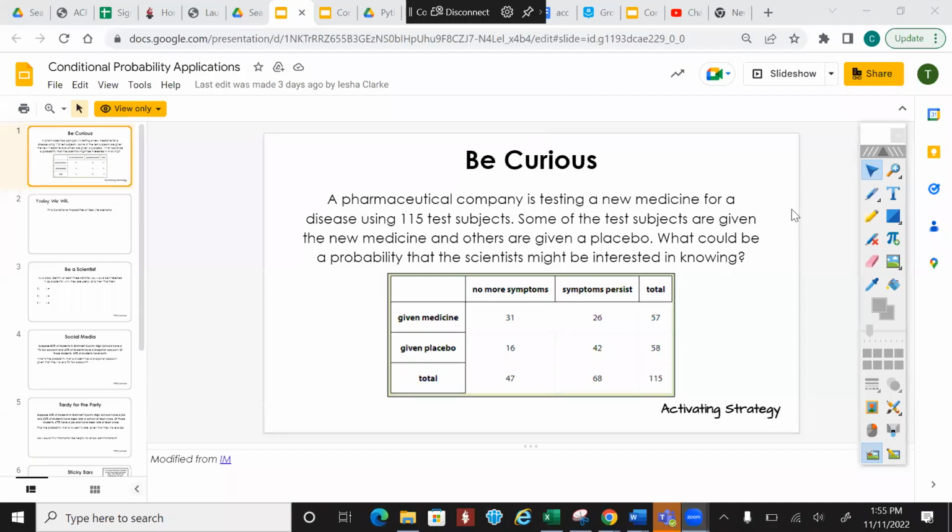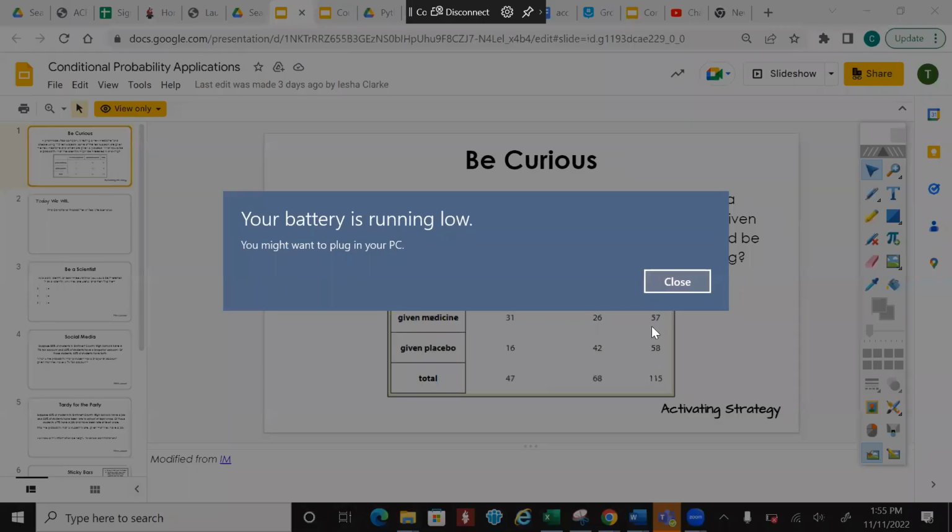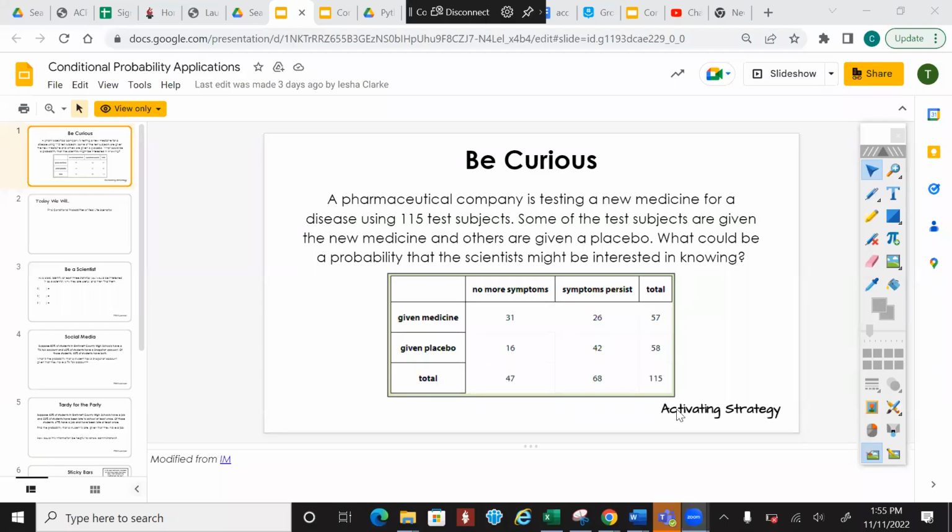A pharmaceutical company is testing a new medicine for a disease using 115 test subjects. Some of the test subjects are given the new medicine and others are given a placebo. Do y'all know what a placebo is? A placebo is a fake. It's a fake. Go ahead. It's fine.